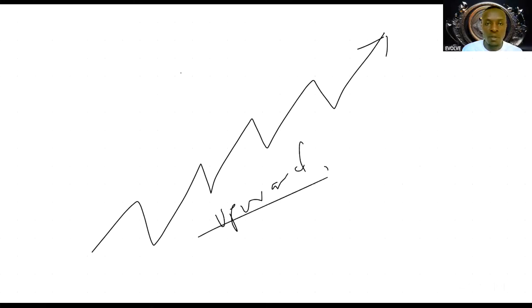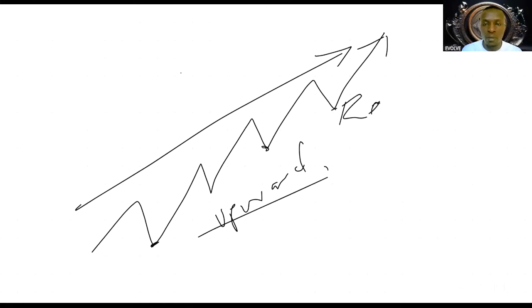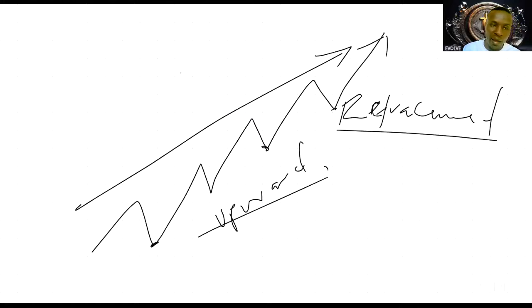However, you realize that as it moves up, it forms these retracements. It goes up, then it comes down. It goes up, then it comes down. So these are called retracements. Another term is higher high, higher low. Higher high, higher low, higher high, higher low.